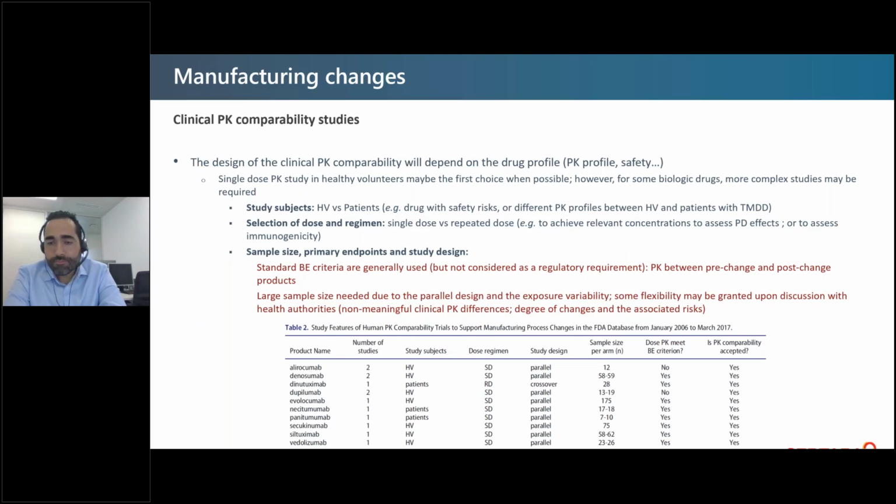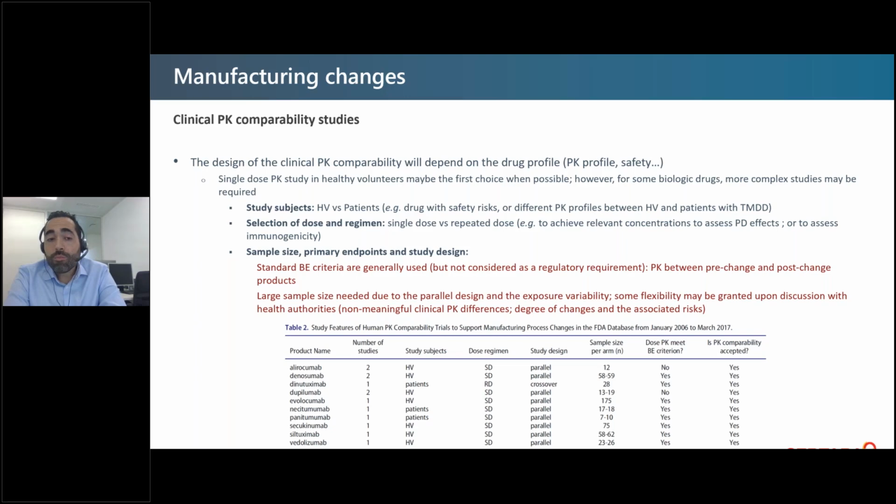comparability. Always keep in mind that flexibility may be granted upon discussion with the health authorities, and this will concern the definition of clinically meaningful differences. The difference in PK itself is not sufficient to define this, but sometimes you may negotiate to say that yes, we have some differences in the PK, but this is not considered clinically meaningful.